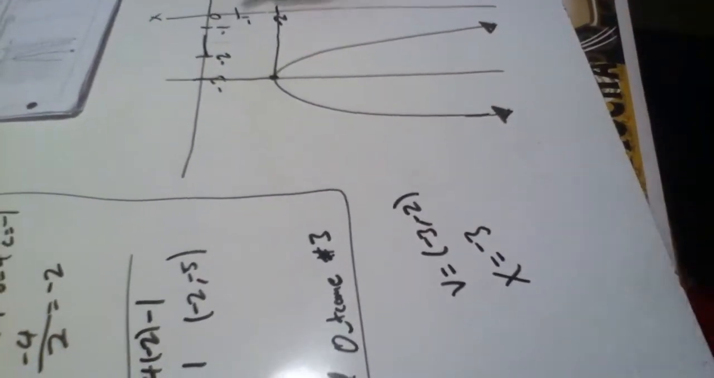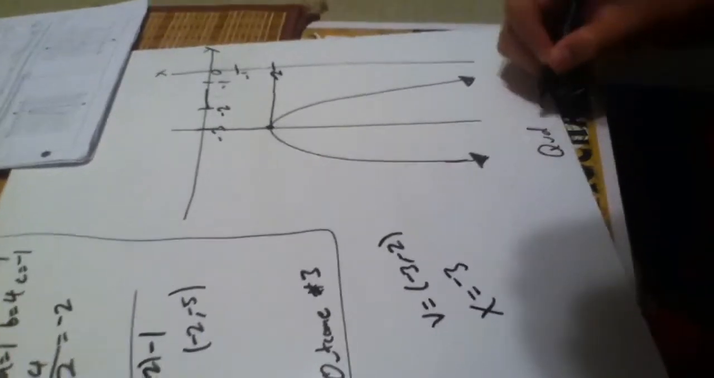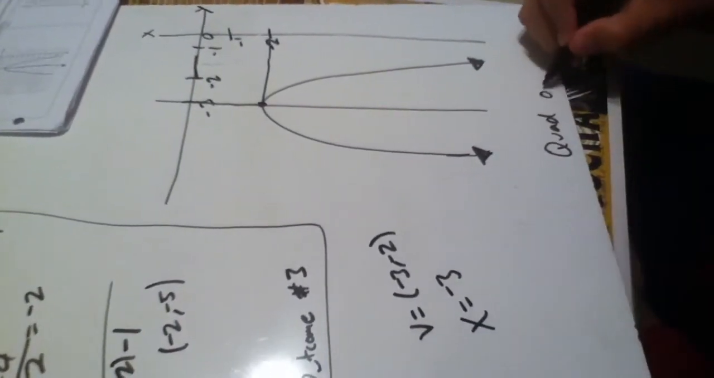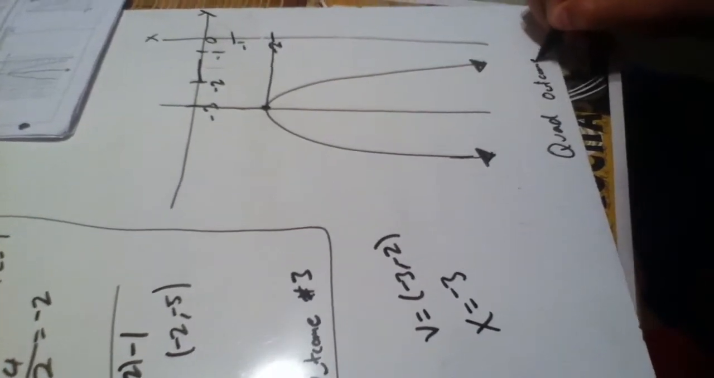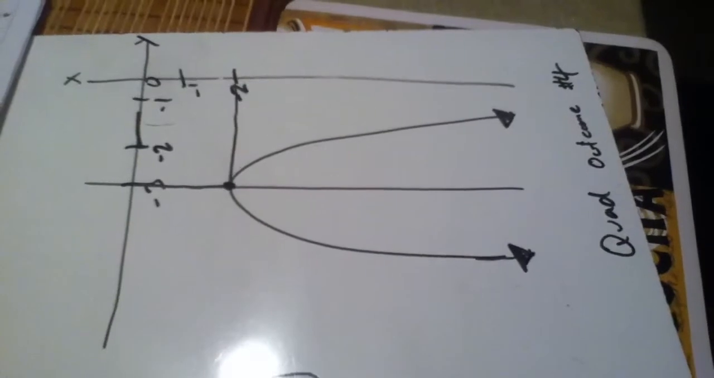So that's how you get the axis of symmetry, and this is quadratics outcome number 4. So that's pretty much it for 3 and 4.